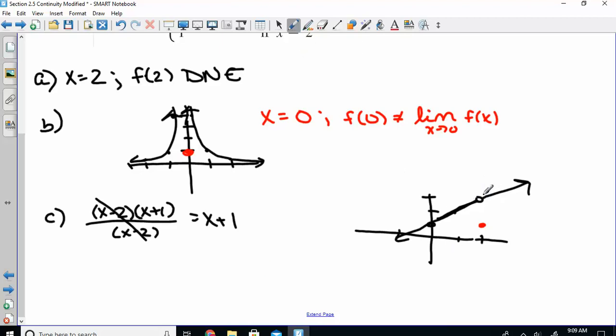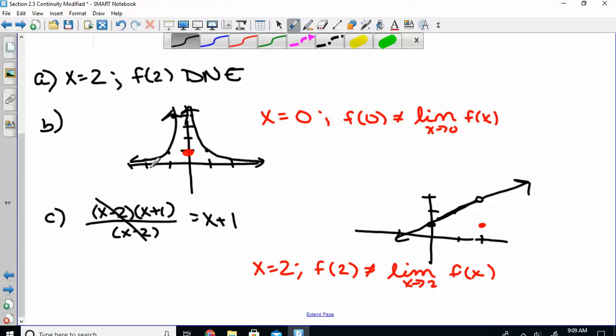Where is it not continuous? We'd still have to pick up our pencil there, so at x equals 2. Does the limit exist there? Yes. Does the function exist? Yes. So the reason is the function doesn't equal the limit there. So the graphs can help you on these for sure.